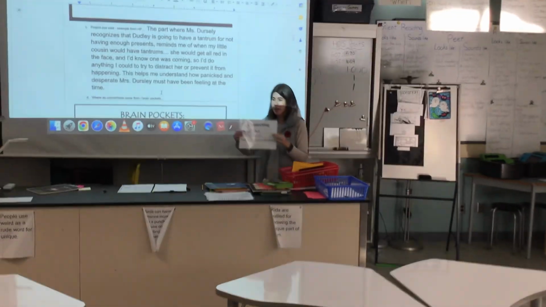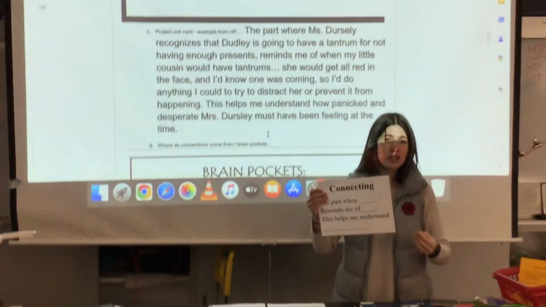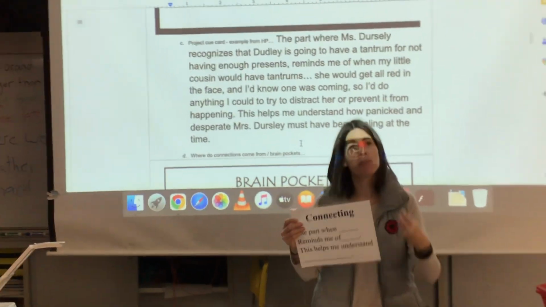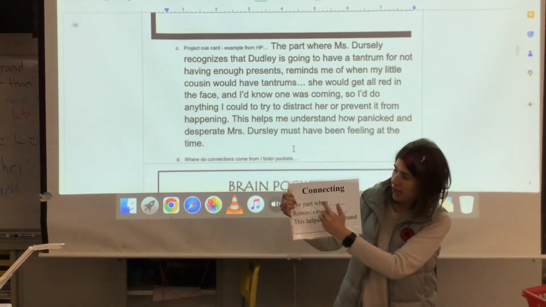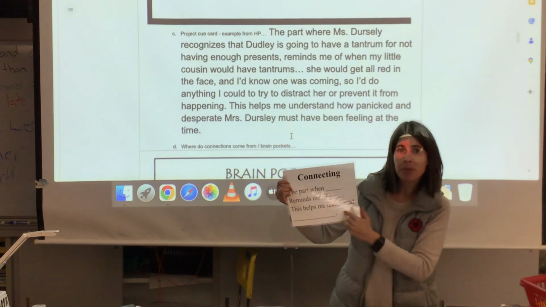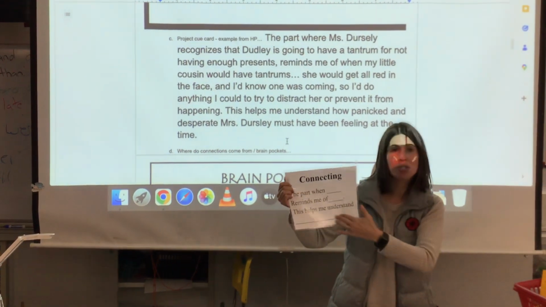So I like these cue cards, and I have them stuck up here and also here, because it gives the kids the language and sort of forces them to make a meaningful connection. So they say, the part when, reminds me of, this helps me understand. This is the part kids sometimes miss, so I focus on it the most.